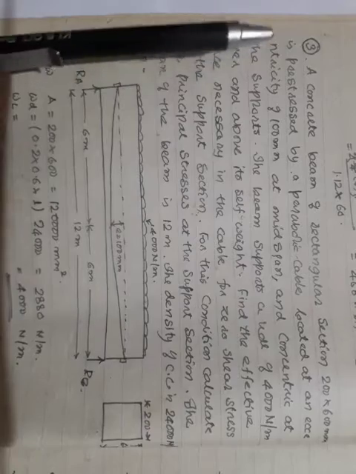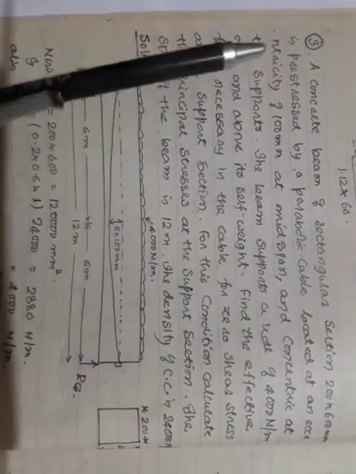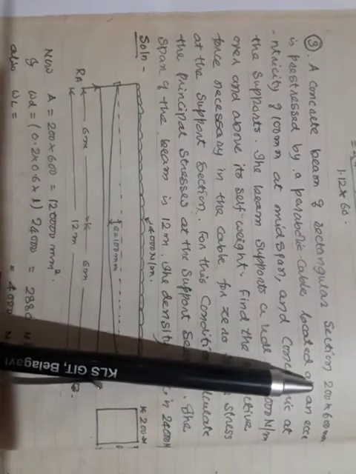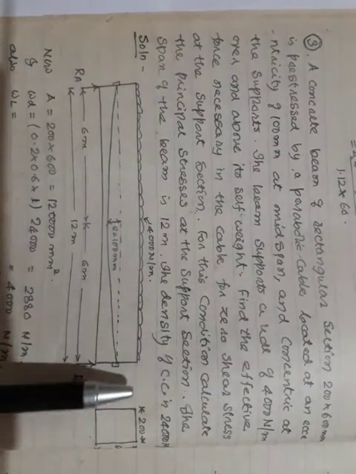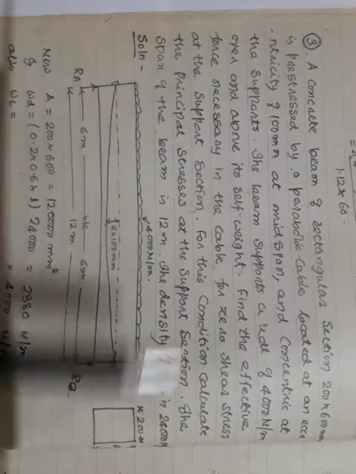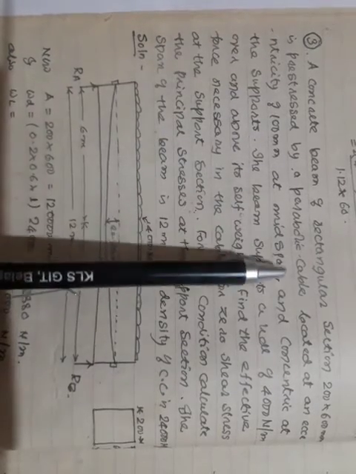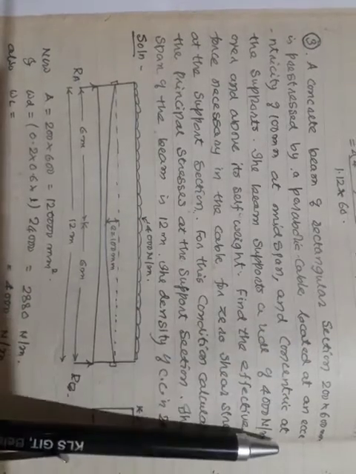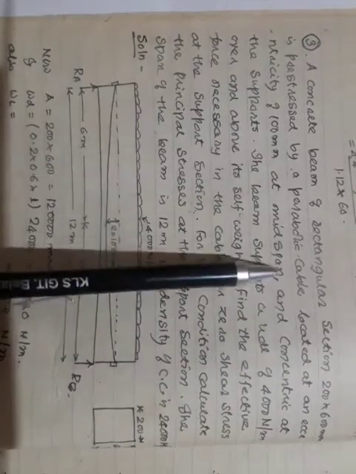Now, we will go to the third problem in this shear. I will just read this problem. A concrete beam of rectangular section 200 mm by 600 mm, where 200 mm is the width and 600 mm is the depth, is pre-stressed by a parabolic cable, located at an eccentricity of 100 mm at midspan and concentric at the support.